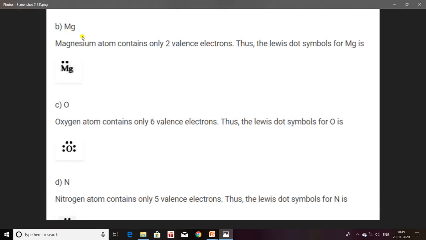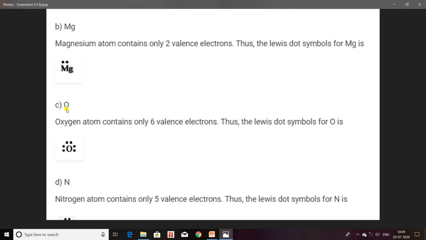Now Lewis dot structure for magnesium. Atomic number of magnesium is 12, and it belongs to second group. Again you have to write electronic configuration. Pause the video and write down electronic configuration of magnesium. 1s2, 2s2, 2p6, 3s2. In 3s orbital 2 electrons are present, right? So 2 valence electrons are present on magnesium. Here you will represent 2 electrons on magnesium. So this is the Lewis dot structure of magnesium.